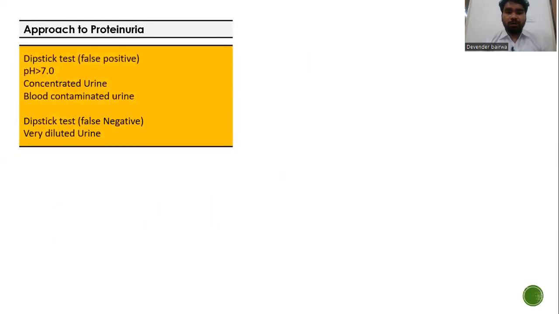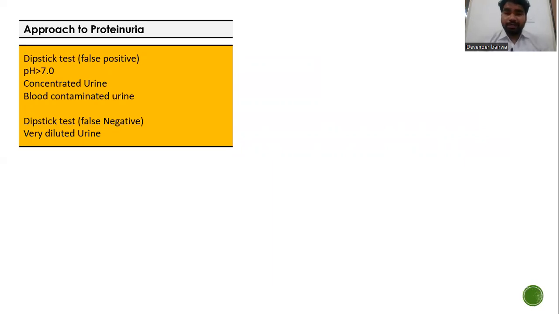Now, suppose some patient is presented with some amount of proteinuria, then how to approach these patients? Now, first understand that protein is generally checked by different methods. In the labs, we use different kinds of acids to precipitate the protein in the urine. That is the gold standard. But in some labs and also at the bedside we use dipsticks to assess the proteinuria.